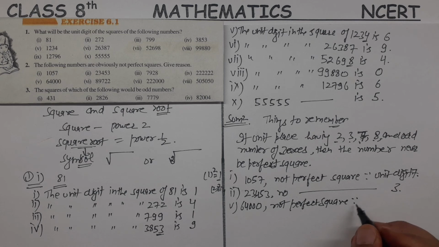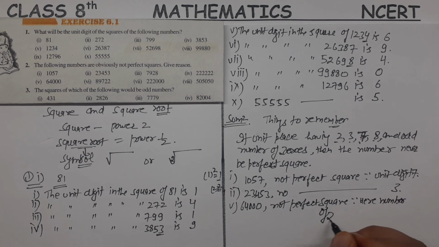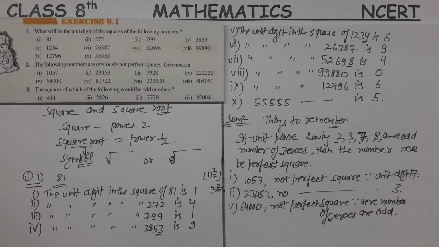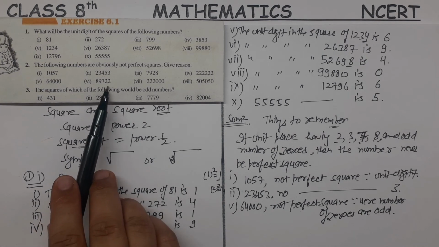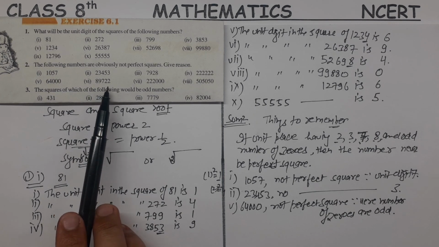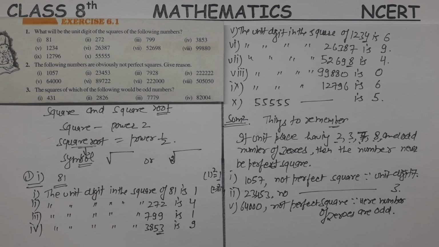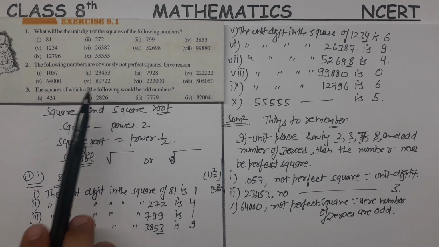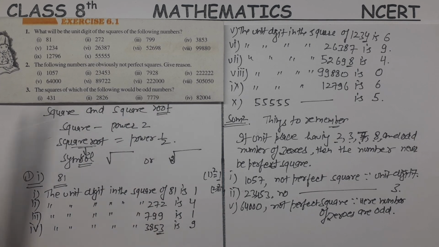Reason, symbol of because. Here number of zeros are odd. 89,722 is also not a perfect square number because unit digit 2. Here number of zeros are odd. Here also number of zeros are odd.